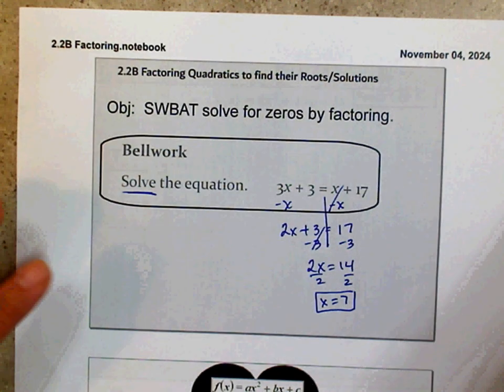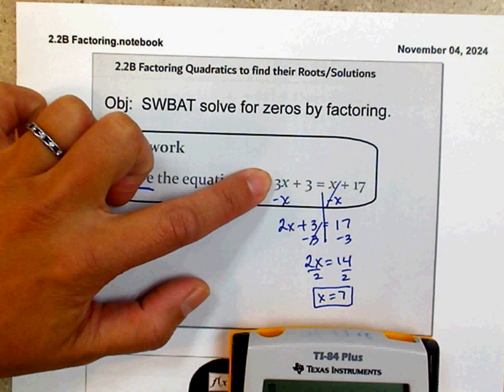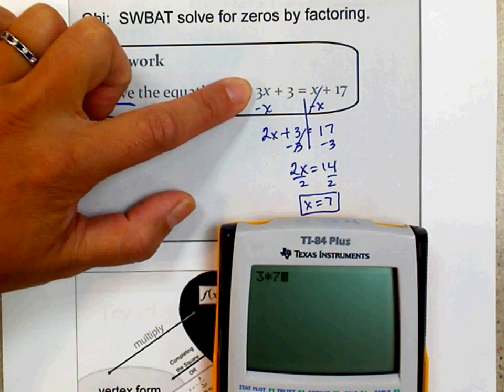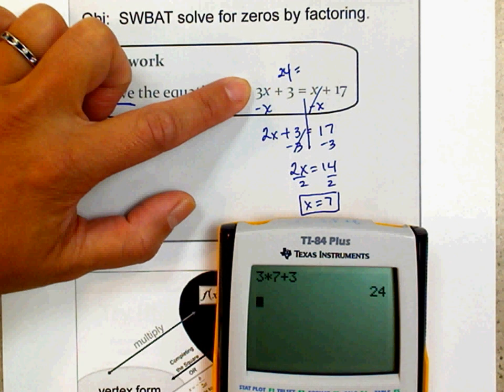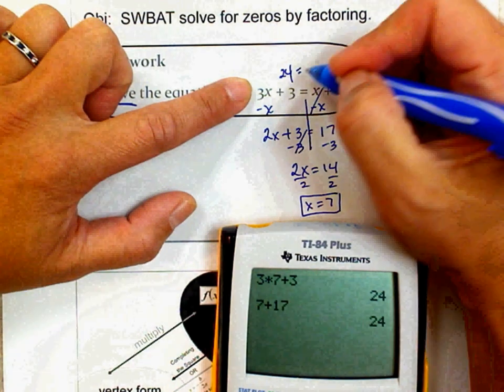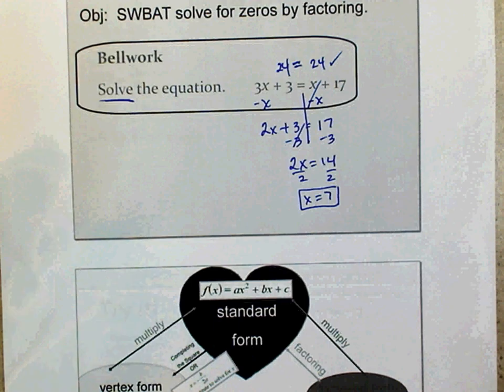What does that mean? That means when you substitute 7, you're going to get a solution. For example, here you have 3 times 7 plus 3 is 24, and you should get the same answer on the other side. So 7 plus 17 is 24. So 24 is equal to 24. And that's how you know.